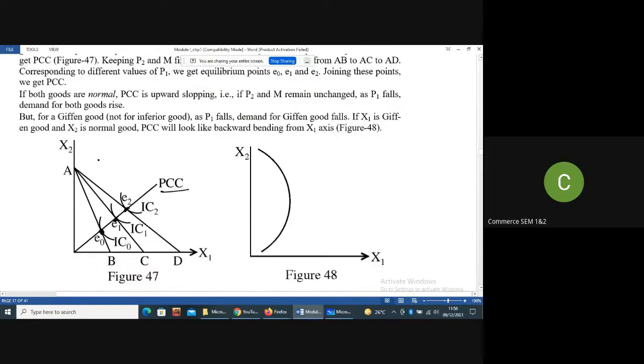For a normal good, the PCC will be upward sloping like this. And if commodity X1 is a Giffen good and not an inferior good, and X2 is a normal good, if the price falls for a Giffen good, we know that the demand for the good will fall. So the PCC will be a backward bending curve like this.